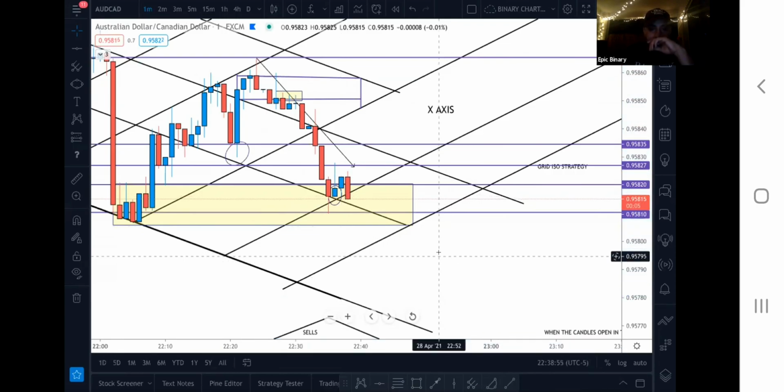7 seconds left on the candle. 5, 4, 3, 2, 1. Sheesh.